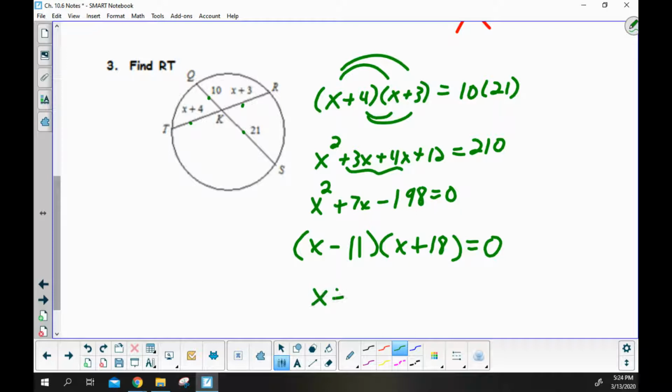So here we get x equals 11 and negative 18. And of course, you have to say, all right, looking at my problem, do they both work? Now, 11 gives us 15 and 14, so that works. But if you plug in negative 18, that's negative 14, negative 15. Yeah, no, can't have negative distance. So again, negative 18 is extraneous, and so x equals 11.